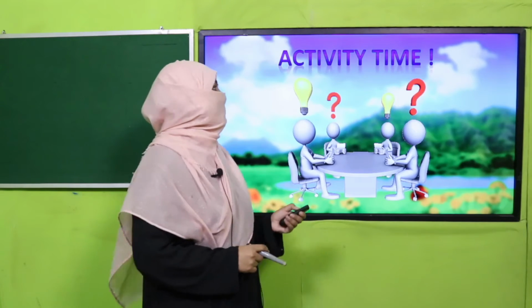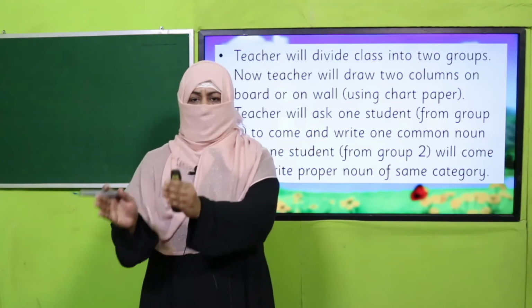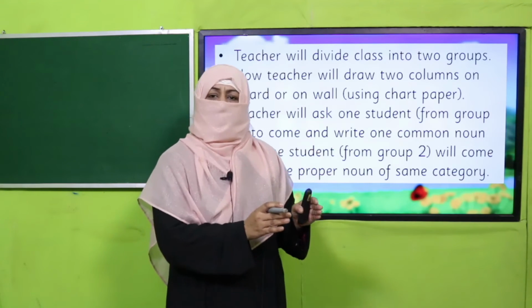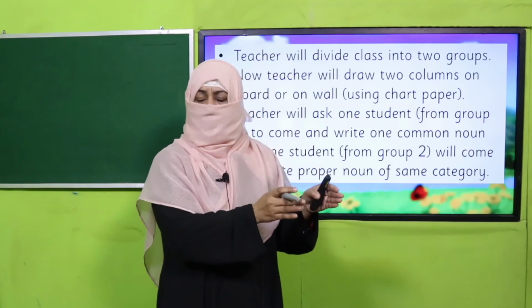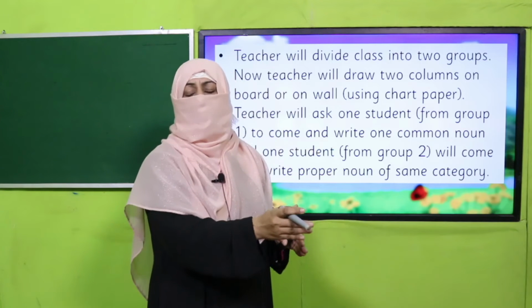So after understanding common and proper nouns, it's time for an activity. What are we supposed to do? Teacher will divide the class into two groups, Group 1 and Group 2. Now the teacher will make two columns on the board. One will be for common nouns, second for proper nouns.